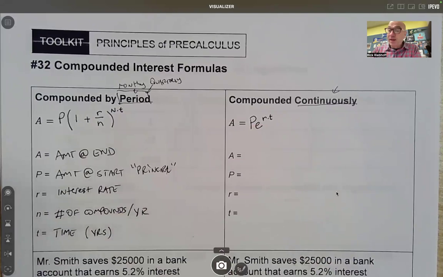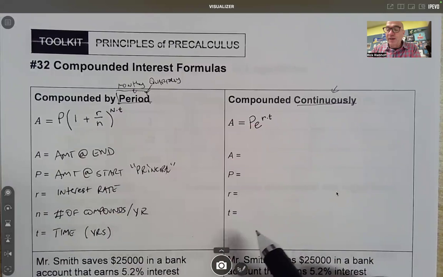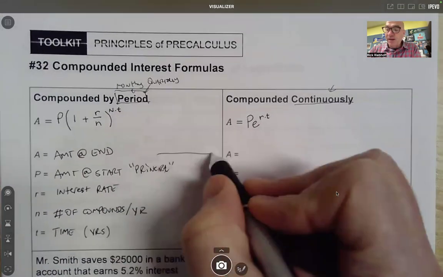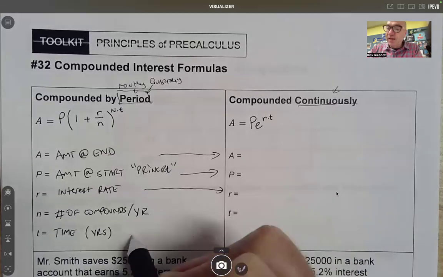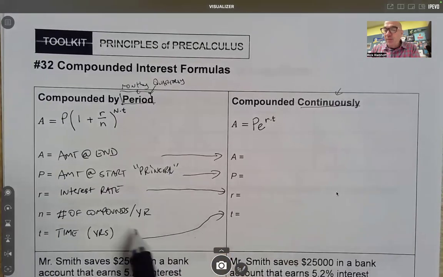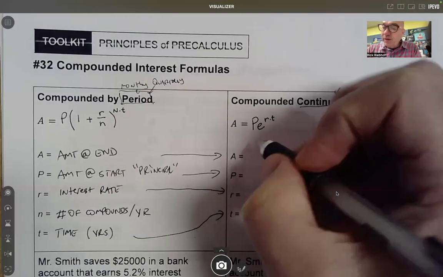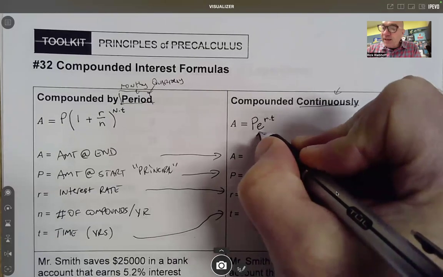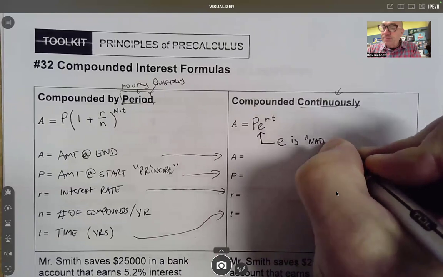Okie dokie. Here's the cool thing. The A, the P, the R, the T are the same over here. Okay, so this is the amount at the end. This is the principal. This is the interest rate. And this is time. And we don't have to worry about number of compounds per year because we're not compounding. We're just doing it continuously. Cool. The weird thing about this one is the E. E is the natural number.